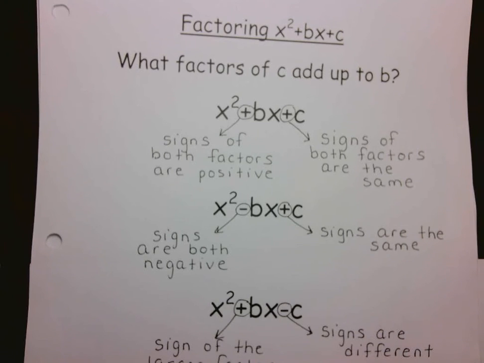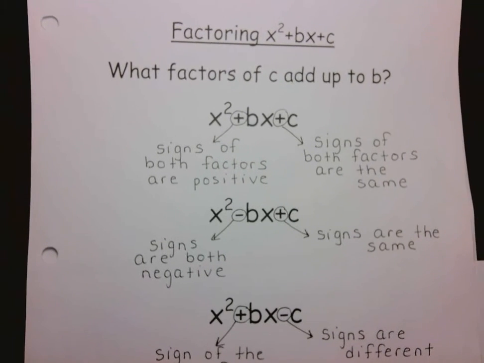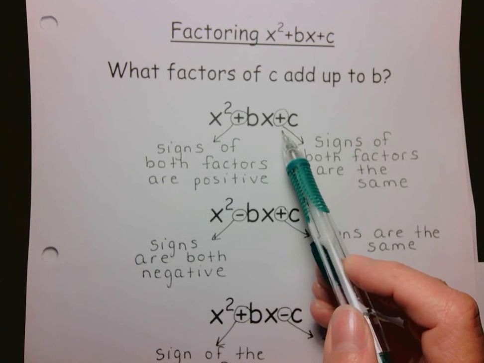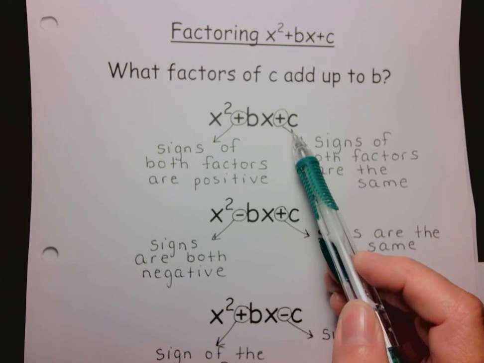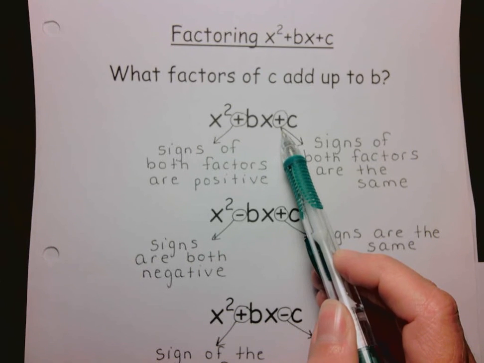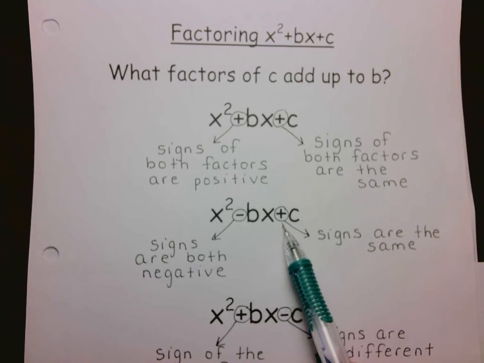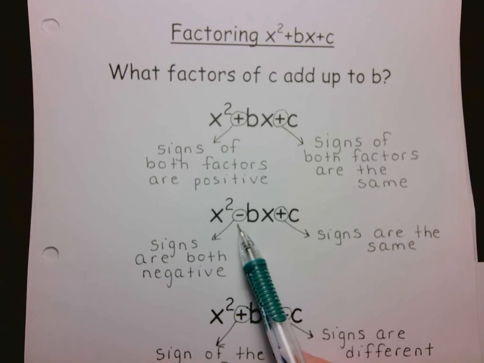Now this is the handout that I had uploaded for you, and I want to review it to make sure that you understand this. Whenever you have a trinomial in this form, what does this mean? This means the signs of the factors must be the same and they must both be positive. Here, again, the signs are going to be the same, but the signs are both going to be negative.